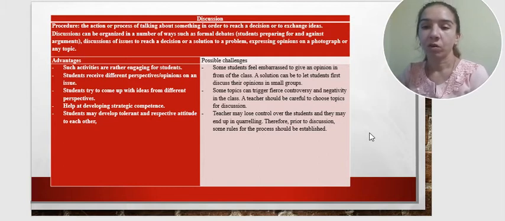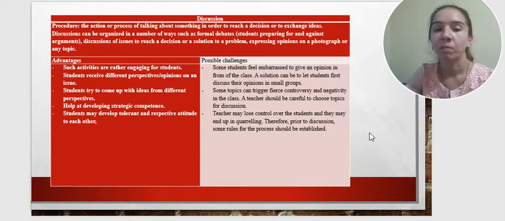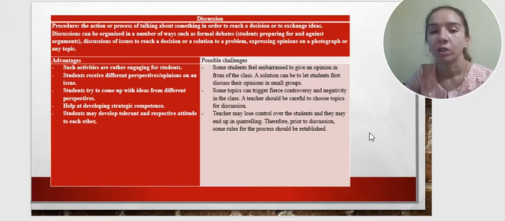The advantage of this activity is that such activities are rather engaging for students. Students receive different perspectives or opinions on an issue, or students try to come up with ideas from different perspectives. So it helps with developing strategic competence. Students may develop a tolerant and respectful attitude to each other.